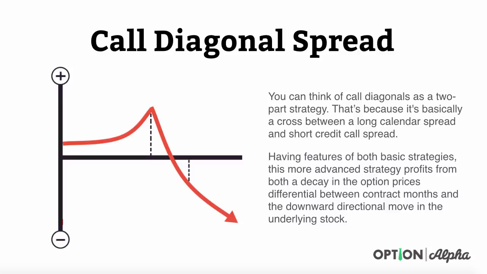And in today's video tutorial, I want to talk about how to set up and trade a call diagonal spread. Now you can think of call diagonals as a two-part strategy. That's because it's basically a cross between a long calendar spread and a short credit call spread. Having features of both of these basic strategies, this is a more advanced strategy that profits from both the decay in the option prices and the differential between the contract months and the downward directional movement of the underlying stock.